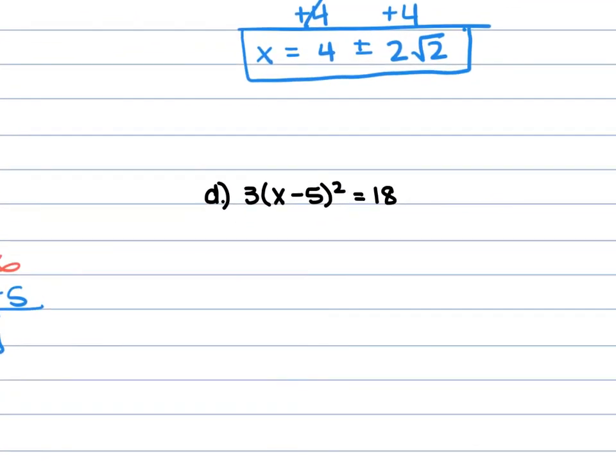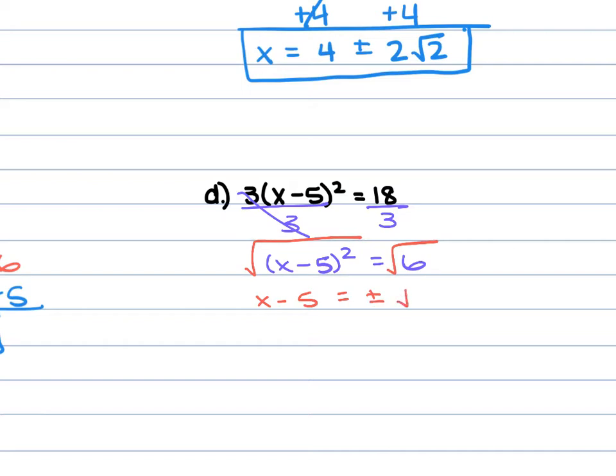For D, we have 3 times x minus 5 squared is equal to 18. So we're going to start by dividing each side by 3. So we have x minus 5 squared is equal to 6. We take the square root of both sides, so we're going to have x minus 5 is equal to plus or minus the square root of 6. You can't simplify the square root of 6, which is why we're leaving it as plus or minus square root of 6. We're going to add 5 to both sides to get x by itself, and we have x is equal to 5 plus or minus the square root of 6.